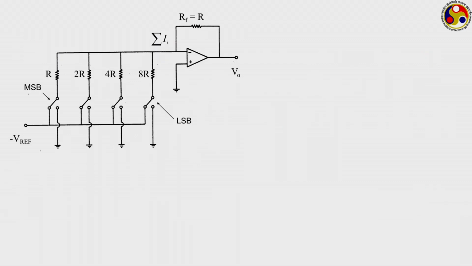In this particular circuit, we are dealing with a 4-bit converter. So, 4-bit means the first one has resistor R, the second one has 2R, or you can say 2 to the power 1 R, then the next one is 2 square R, and the third one is 2 cube R, which is connected to the least significant bit. Here V ref amount of voltage has been applied, and this resistor RF is taken to be equal to R.